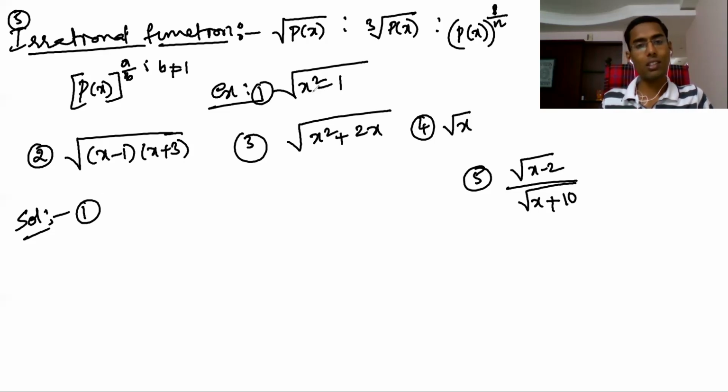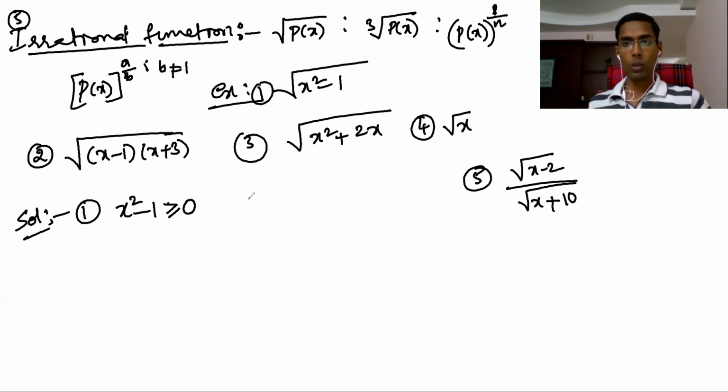So for this to be defined, if the value of x square minus 1 is equal to 0, there is no problem. If it is greater than 0, no problem. If it is less than 0, then only there is a problem. Therefore the condition is that x square minus 1 must be greater than or equal to 0. Since the square root of x square minus 1 is there, x square minus 1 must be greater than or equal to 0. Then only it is defined. Understand? The first step is this.